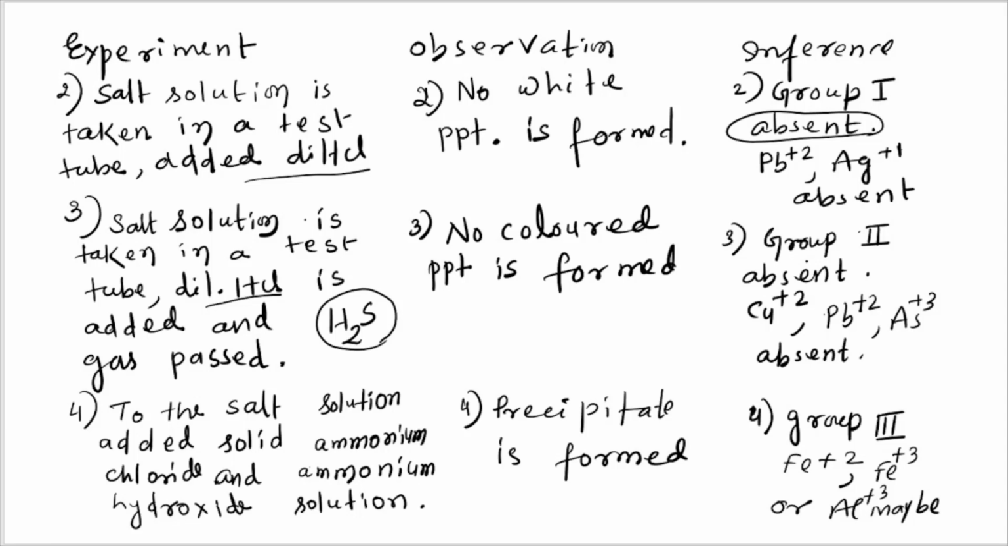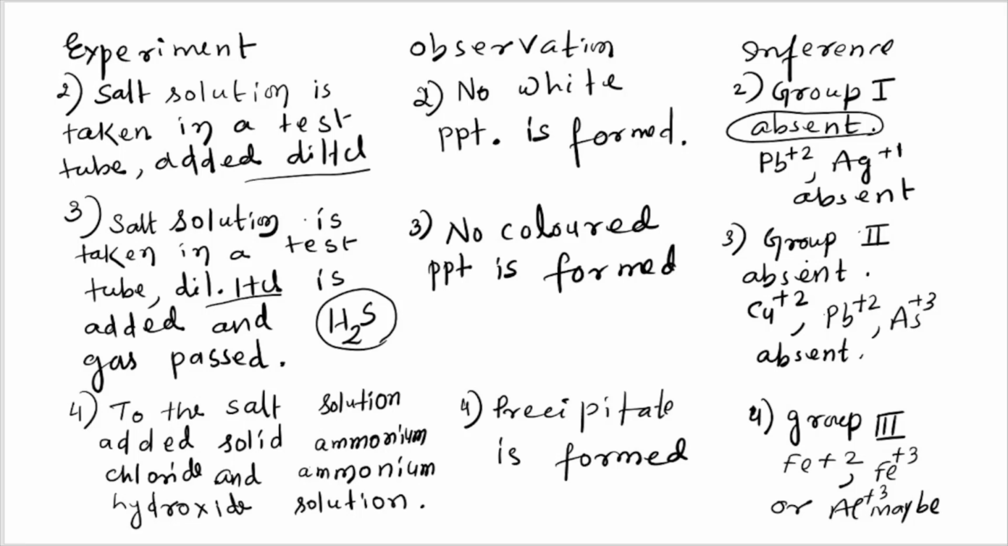What is third group analysis? What will you take? Salt solution, add solid ammonium chloride and ammonium hydroxide, the saturated solution of ammonium chloride. After that you observe what happened. Yes, precipitate is formed. Precipitate is formed, that means group 3 cations are present, because it is a basic radical. So what are the basic radicals here? Fe+2, Fe+3, Al+3. That means it may be any of 3 radicals, and it depends on the color of the precipitate, which cation is responsible: Fe+2, Fe+3 or Al+3.